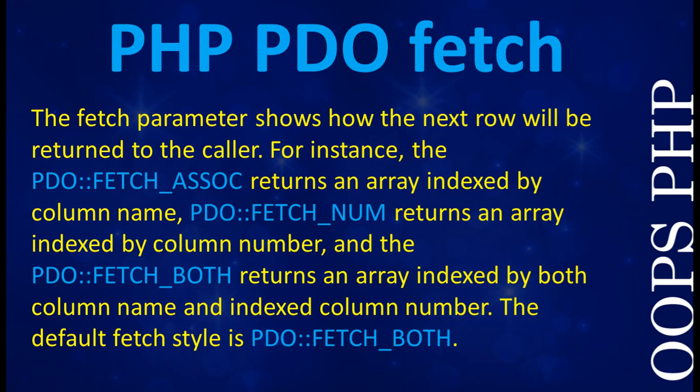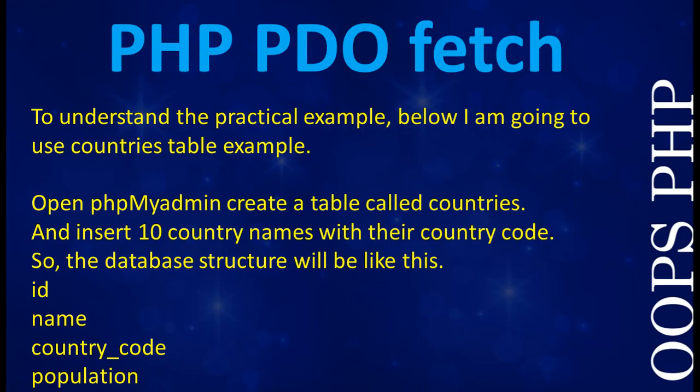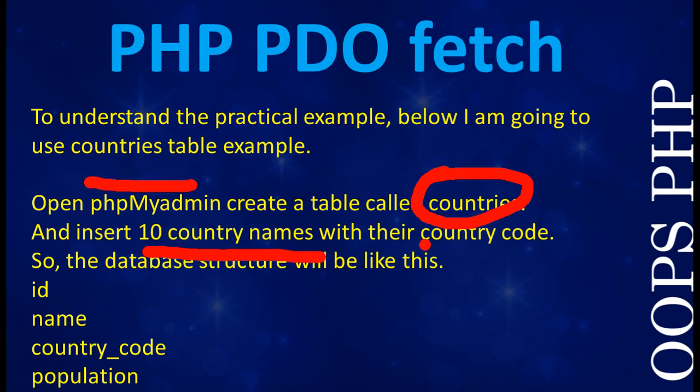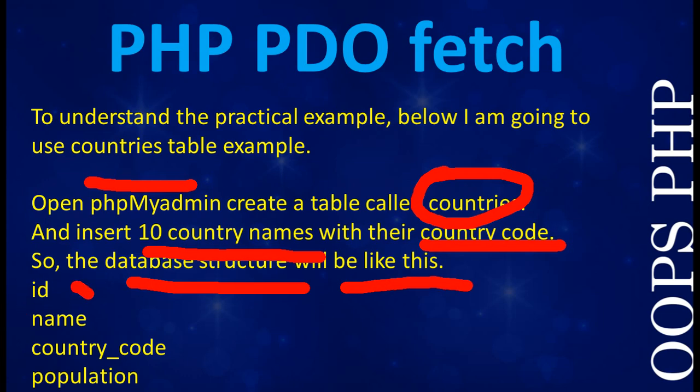So now let's proceed ahead. To understand a practical example, below I'm going to use the country table example. Open phpMyAdmin; I assume that you have XAMPP or WAMP installed. Create a table called countries and insert 10 country names with their country codes. So the table will have ID, name, country code, and population. So 4 fields will be there in the country table.